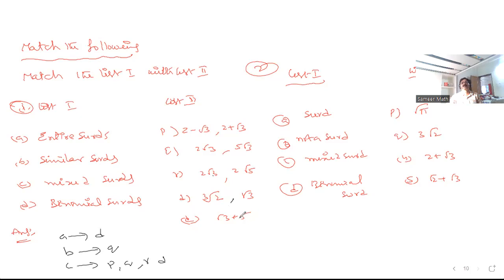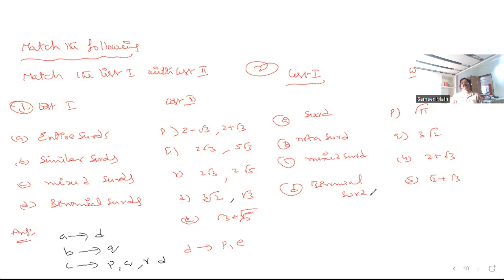Suppose here I want to write something entirely different. Actually, this is not there, but I should write here root 5. Now this is E. So what is the binomial? Binomial means 2 terms are there. So P and E are the binomial. This is the answer for this.